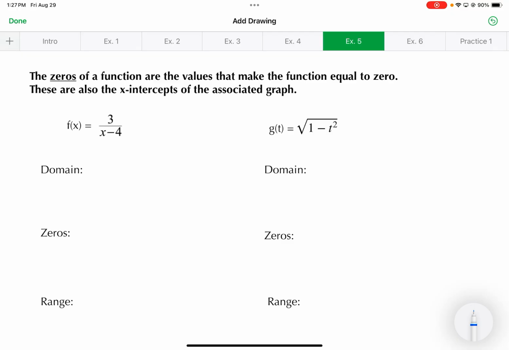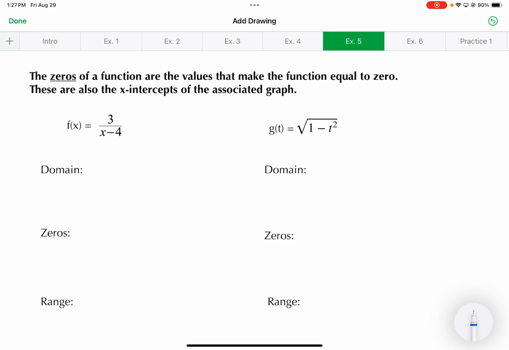So polynomials, those domains are all real numbers, okay? You can plug anything into a polynomial. This is what's referred to as a rational function. It's a polynomial divided by another polynomial, okay? So anytime we have division, we have to be extra careful when it comes to domain, okay?